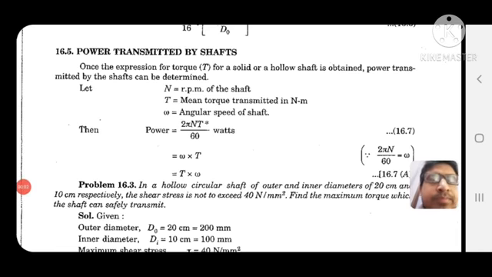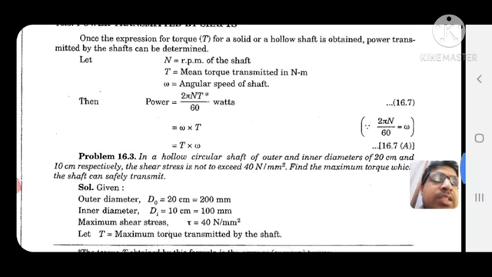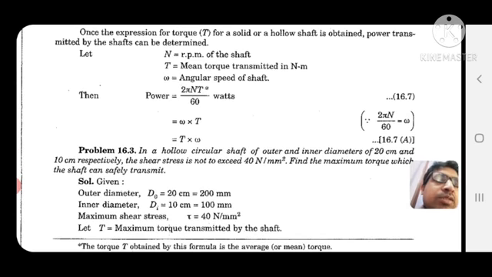Good morning. In the previous class we have already studied the power transmission of shaft. Power is equal to T into omega, where N is equal to rpm of the shaft, T is equal to mean torque transmitted in Newton meter, and omega is the angular speed of the shaft. So power is equal to 2 pi N T by 60, that is equal to omega into T, or T times omega.